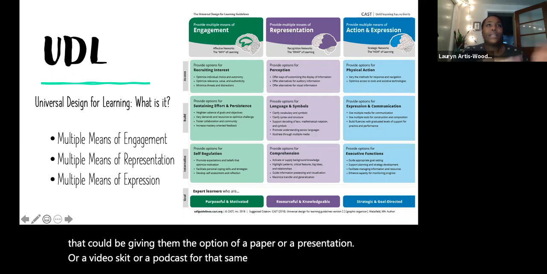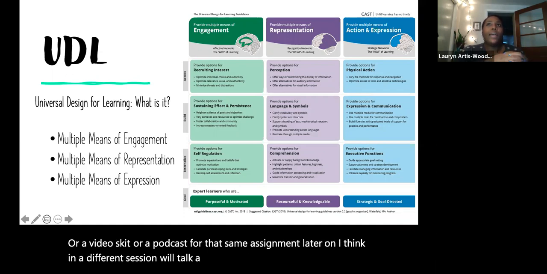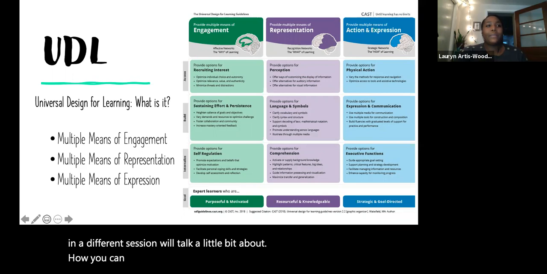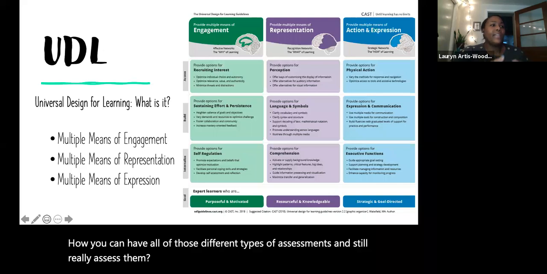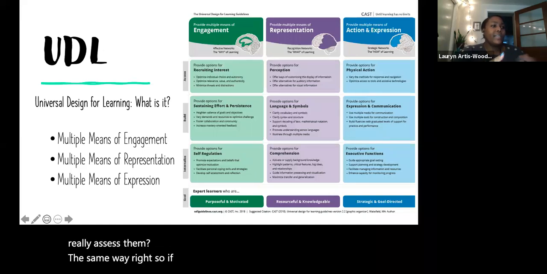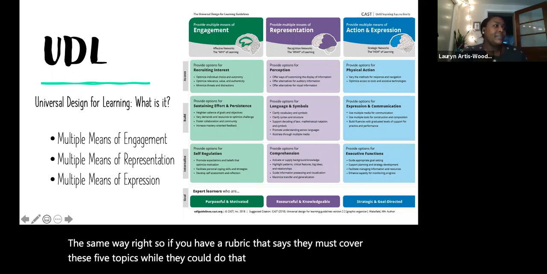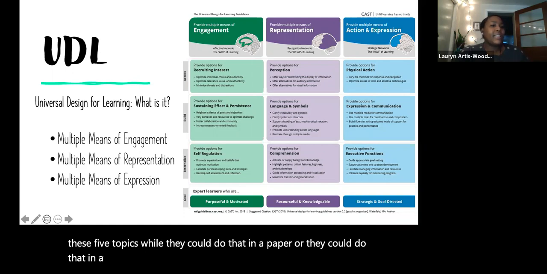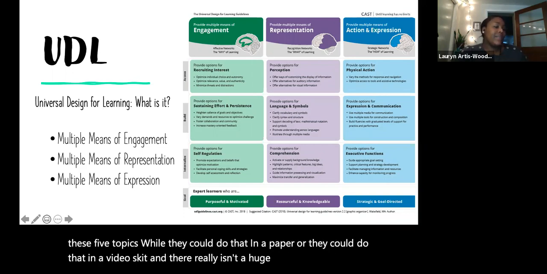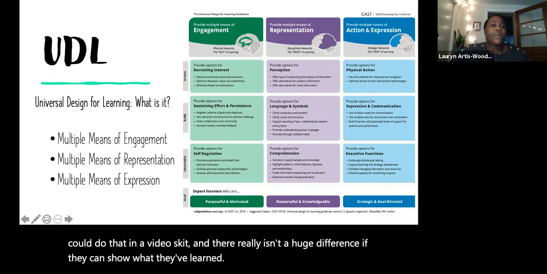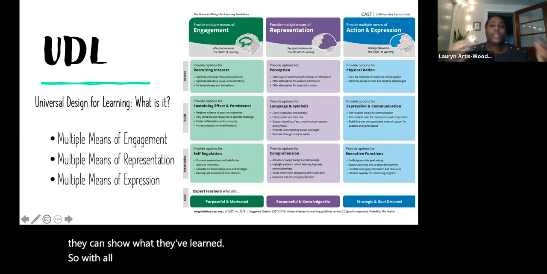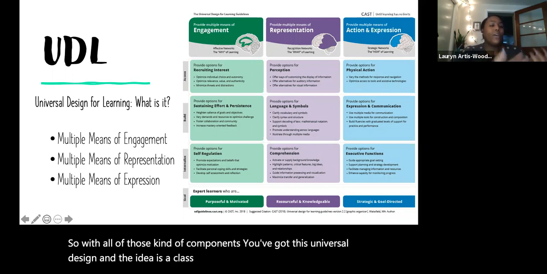Later on, I think in a different session, we'll talk a little bit about how you can have all of those different types of assessments and still really assess them the same way. So if you have a rubric that says they must cover these 5 topics, they could do that in a paper, or they could do that in a video skit. There really isn't a huge difference if they can show what they've learned. So with all of those components, you've got this universal design, and the idea is a class that works for all students, where every student can be successful.